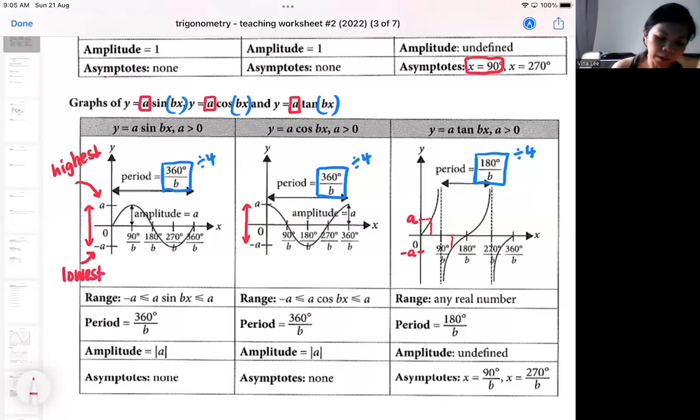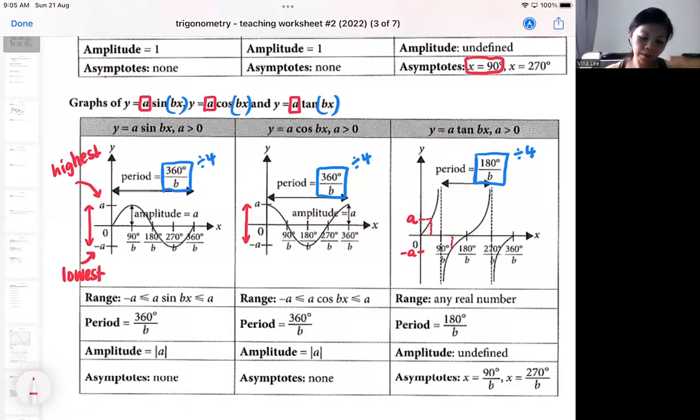So the value of A will determine the highest and the lowest for the graph. The value of B will decide the period. So the effect of the period is that sometimes you're squeezing the wave or you're going to extend the wave. Whatever it is, calculate the period, and when you sketch, you've got to divide by 4. Okay, so that is the idea.